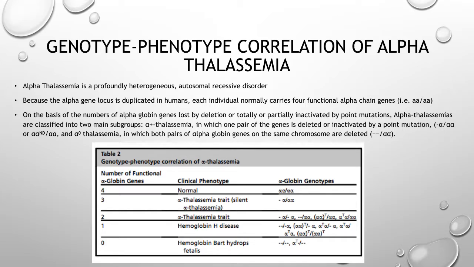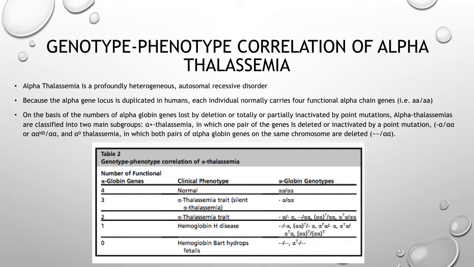The clinical severity of alpha thalassemia depends on the number of functional alpha globin genes, as you can see here in this table. The presence of three functional alpha globin genes produces very mild hematological changes and is known as alpha thalassemia silent. Two functional alpha globin genes, either caused by heterozygous alpha-zero thalassemia or homozygous alpha-positive thalassemia, or three functional alpha globin genes caused by heterozygous alpha-positive thalassemia, result in asymptomatic microcytic anemia and are referred to as the alpha thalassemia trait.